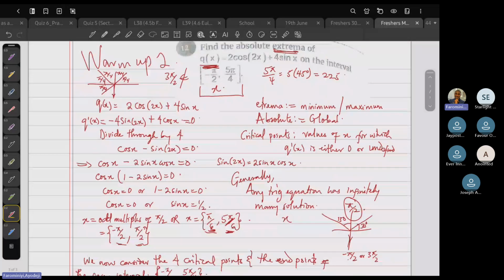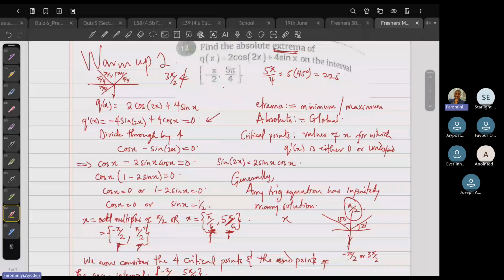So when we did that, we got 4 different values of x that will satisfy this equation. If you have time, you can plug each of them one by one into this derivative and see if you get 0 or not. Any one of them that is not between negative pi over 2 and 5 pi over 4, we can throw away. But the 4 of them here are between the given range.